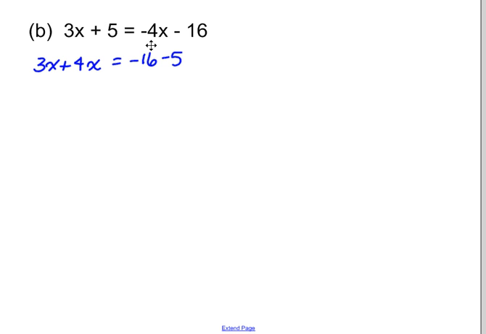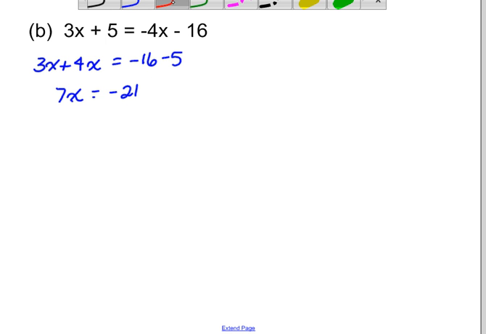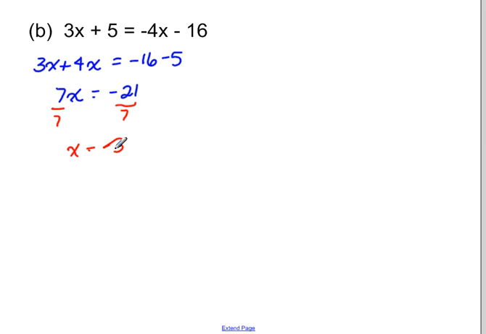And remember that when I add 4x to this side, it cancels. And when I subtract 5 to this side, it cancels. So this is what it will be simplified to. And then I'm just going to simplify again, and I'll get 7x on the left, and I'll get negative 21 on the right. And I'm going to divide both sides by 7. And I'll get x equals negative 3. That didn't work out so well, so let me just fix that. So I'll get x equals negative 3.